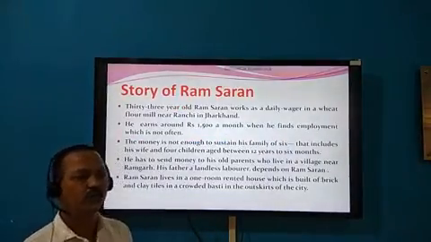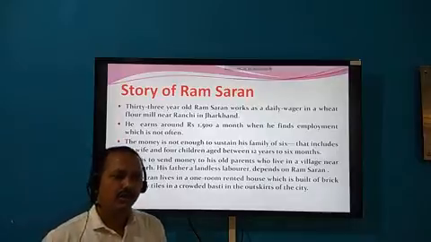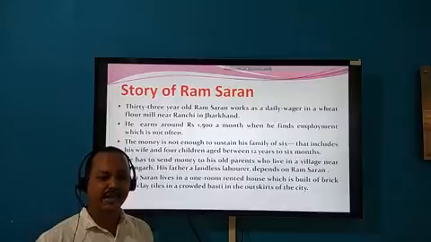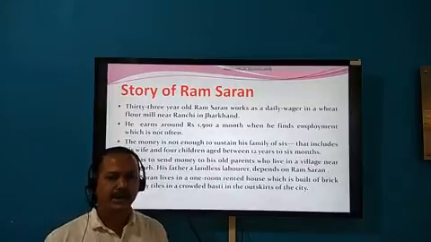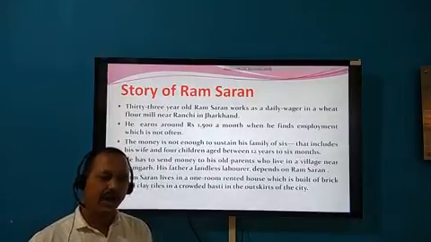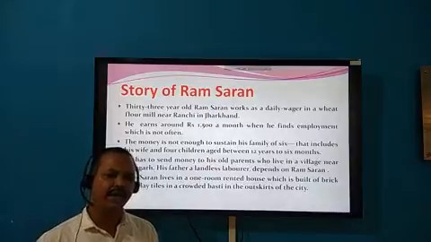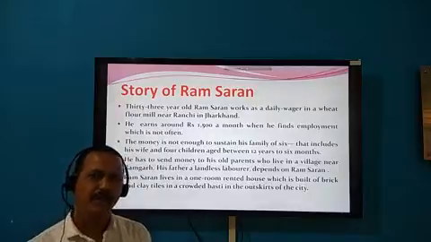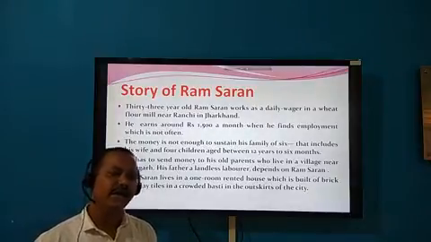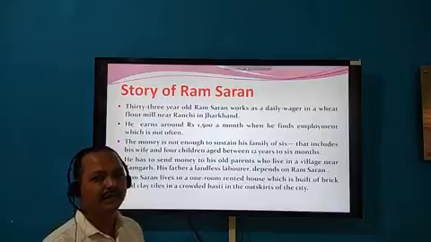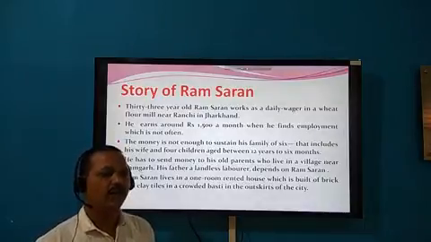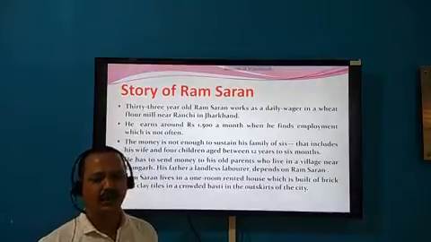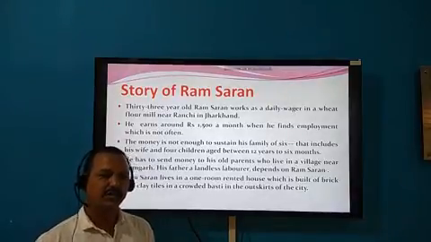Now, the first one is the story of Ramcharan. Ramcharan is 33 years old and works as a daily wager in a wheat flour mill near Ranchi in Jharkhand. He earns about rupees 1500 a month when he finds employment, which is not regular. Means Ramcharan earns rupees 1500, but his earning is not regular. The money, rupees 1500, is not enough to sustain his family of six.